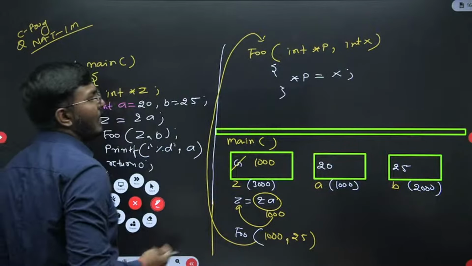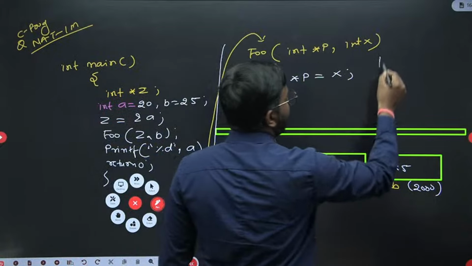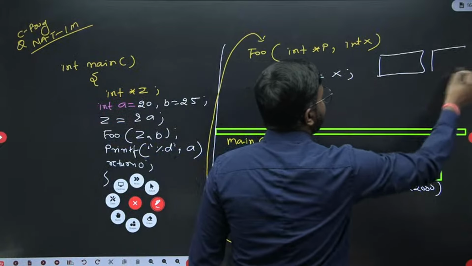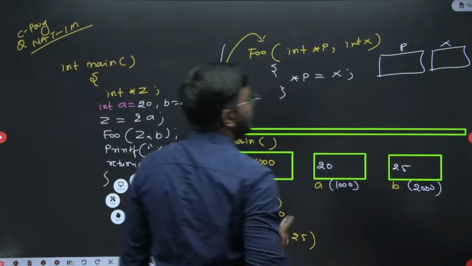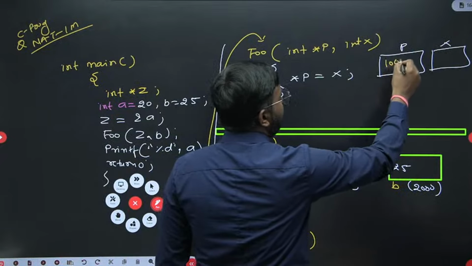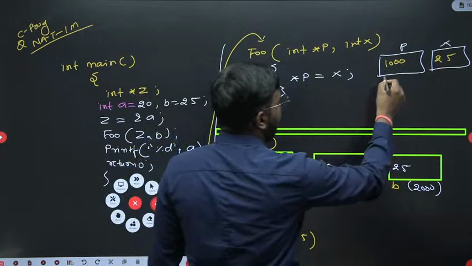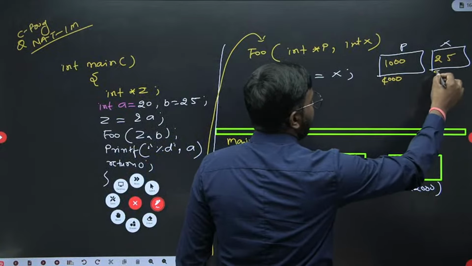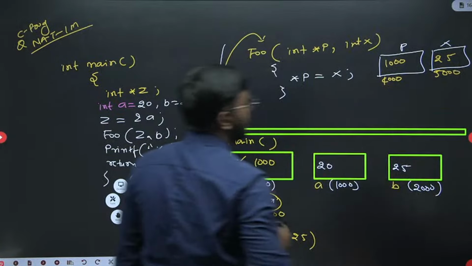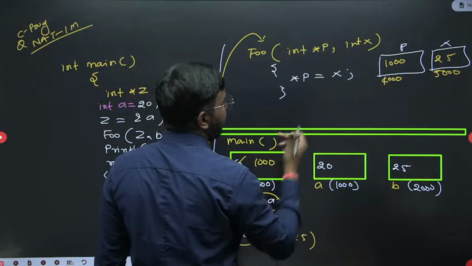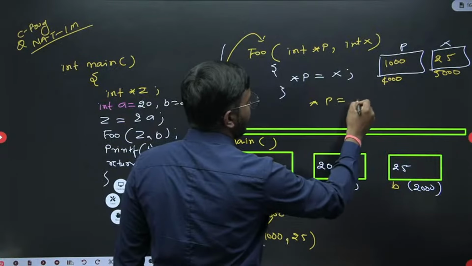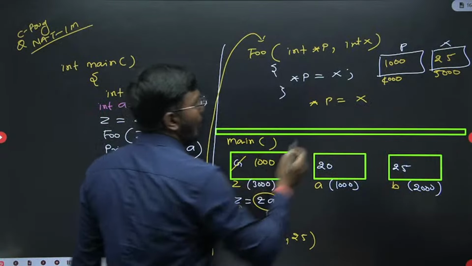When you call this foo function, in the function foo we have two variables, p and x. So p will have the value 1000 and x will store the value 25. Getting my point? And the location, maybe p is at location 4000, and this is location 5000. Okay, the statement here is *p = x.